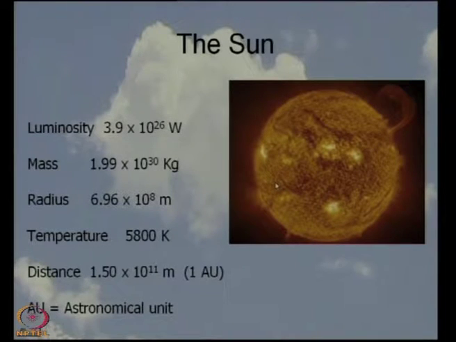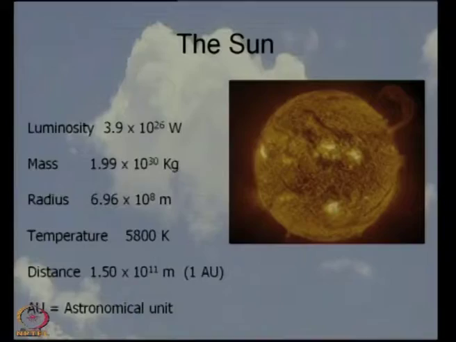The sun is the most dominant component of the solar system, and the planets essentially all revolve around the sun. The sun is a star. It is predominantly hydrogen and some amounts of helium. We shall come to the details of stars later on. To give you just a few physical parameters which are important, its luminosity, the amount of light it emits per second.